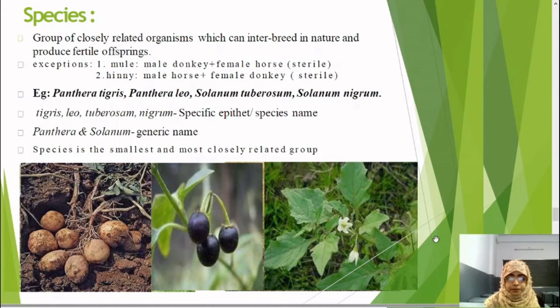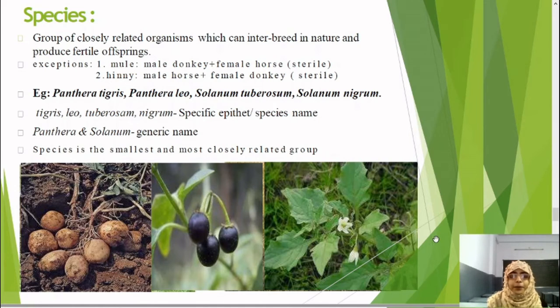I'll repeat once again. A male donkey and a female horse when interbred with each other, a new hybrid variety is produced, that is nothing but mule, which is sterile in nature, that is, it cannot produce further offspring in nature. So, next, the same thing, hinny. Hinny is nothing but a male horse when interbred with a female donkey. This will produce hinny, which is also sterile. Sterile in the sense which cannot produce further offspring.